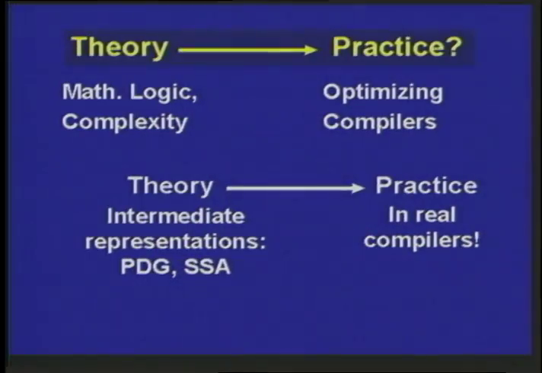Another answer is that I've actually, in the field of optimizing compilers, done what we might consider to be theory of compilers. That is, I've worked on intermediate representations, such as the program dependence graph or static single assignment form, and the corresponding kinds of transformations one does on that intermediate representation. And fortunately, a lot of that work has actually made it into real compilers. So that's an example of theory influencing practice.